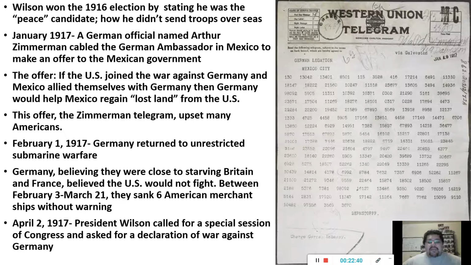Between February 3rd and March 21st of 1917, they destroy six American ships without warning. Well, now Wilson is upset. Now Wilson's like, you know what? Forget this. On April 2nd, 1917, he calls for a special session of Congress and asks for a declaration of war against Germany, and he gets it.